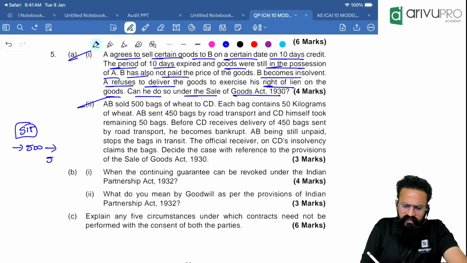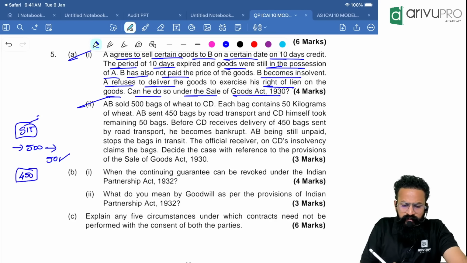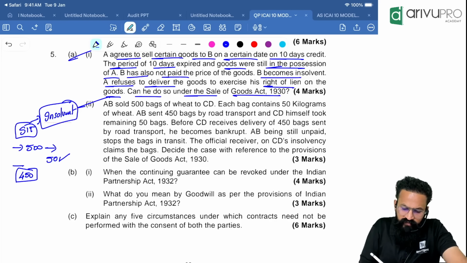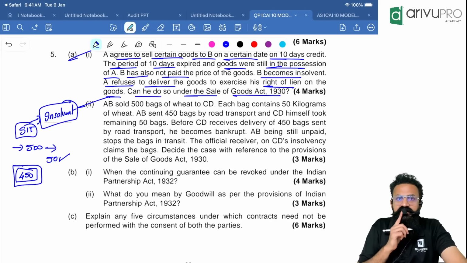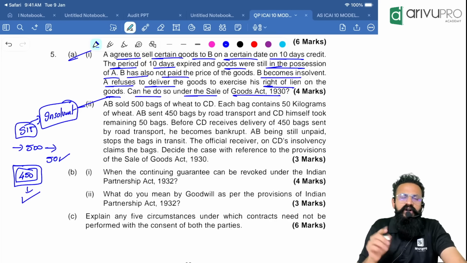Out of that, 50 is already delivered, 450 is still on the way. When can I exercise the right of stoppage in transit? Whenever the buyer becomes insolvent, and in no other scenario can I exercise it. In the given case, as the buyer has become insolvent, the seller has a right to exercise the right of stoppage in transit on the rest of the goods which have not yet reached the buyer. As they are still on the way, I can exercise the right of stoppage on the goods in transit.